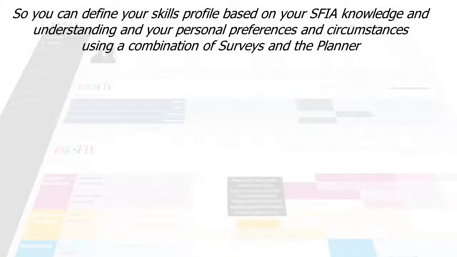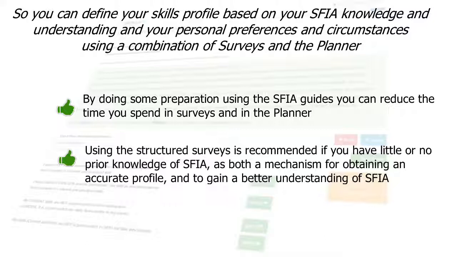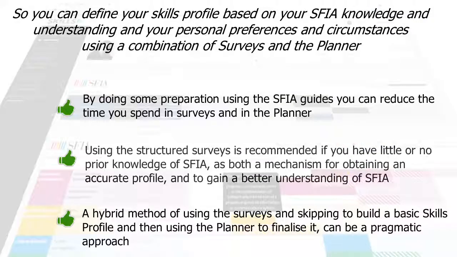So you can define your skills profile based on your Sophia knowledge and understanding and your personal preferences and circumstances using a combination of surveys and the planner. By doing some preparation using the Sophia guides, you can reduce the time you spend in surveys and in the planner. Using the structured surveys is recommended if you have little or no prior knowledge of Sophia, as both a mechanism for obtaining an accurate profile and to gain a better understanding of Sophia. A hybrid method of using the surveys and skipping to build a basic skills profile, then using the planner to finalize it can be a pragmatic approach.